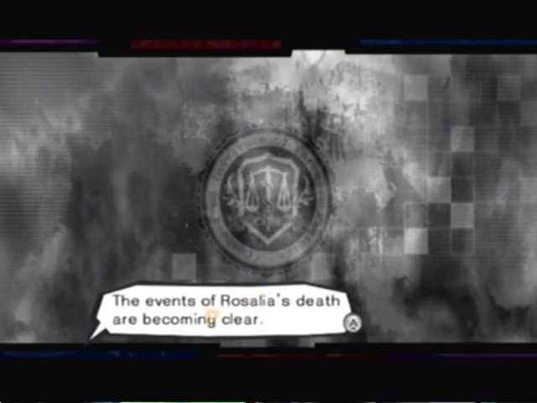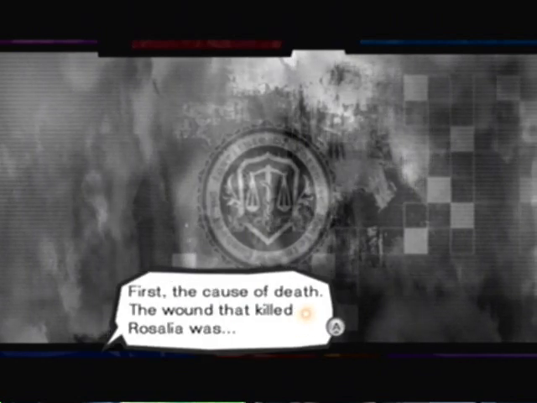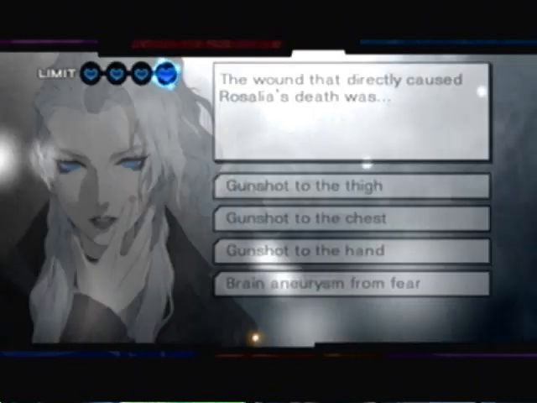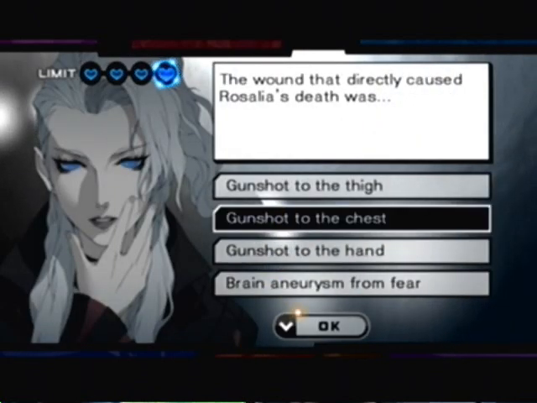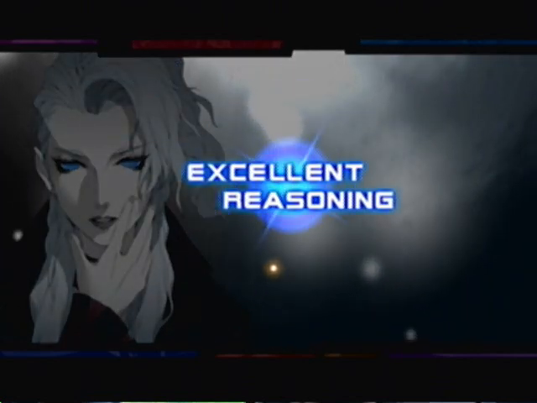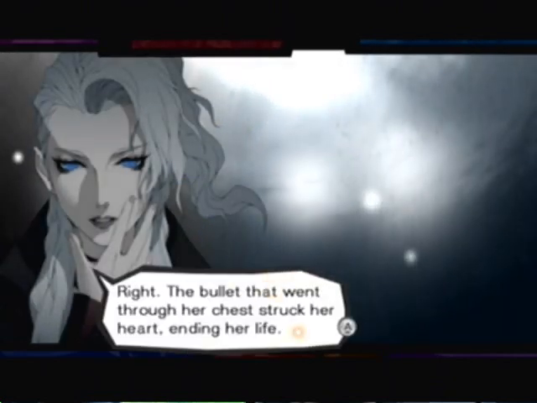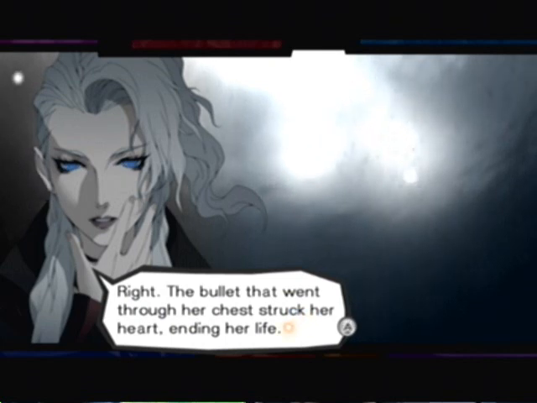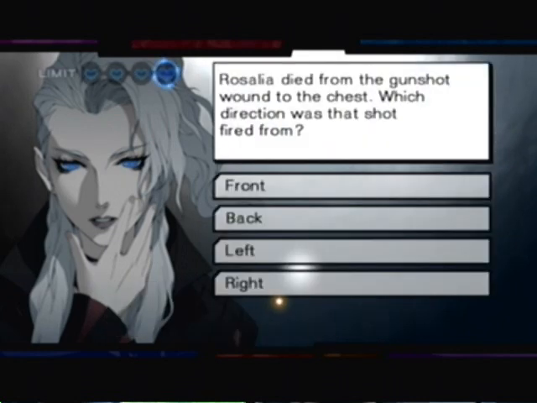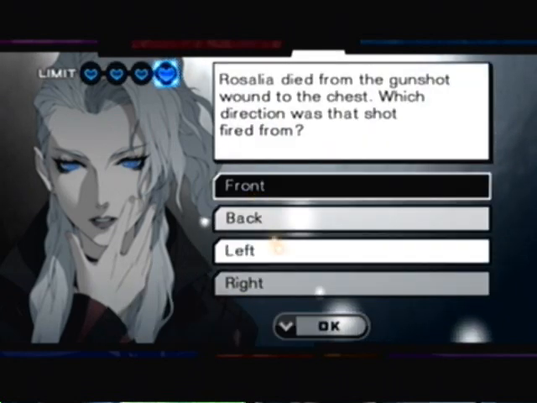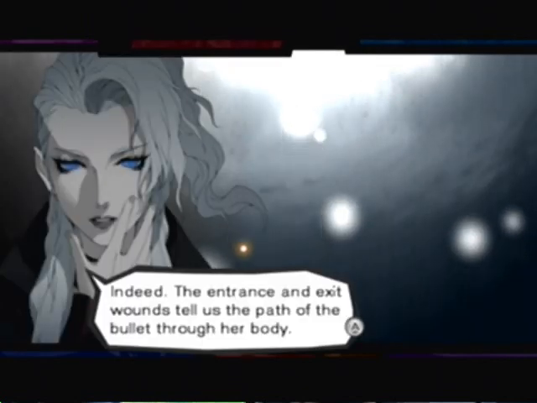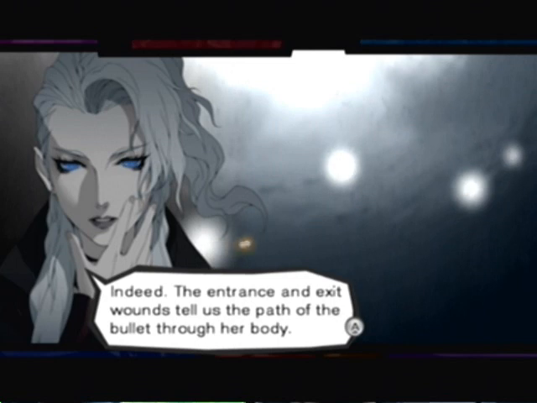The events of Rosalia's death are becoming clear. First, the cause of death. The wound that killed Rosalia was... Right. The bullet that went through her chest struck her heart, ending her life. Now, what direction did that fatal shot come from? Indeed. The entrance and exit wounds tell us the path of the bullet through her body.